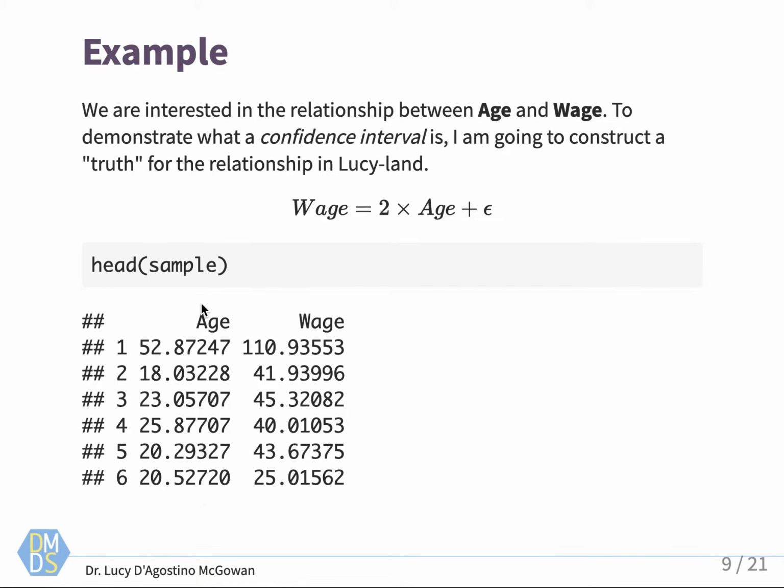And so now I have my sample. I have a whole bunch of ages and a whole bunch of wages. If I looked at the whole data set, I would have 100 of each of these. I'm just looking at the first 6 just so you can get an idea of what this is. And as you'll notice, wage is approximately 2 times age, which is the relationship we would expect. But it's not exact because we've got this error term here. Okay, so this is my sample.